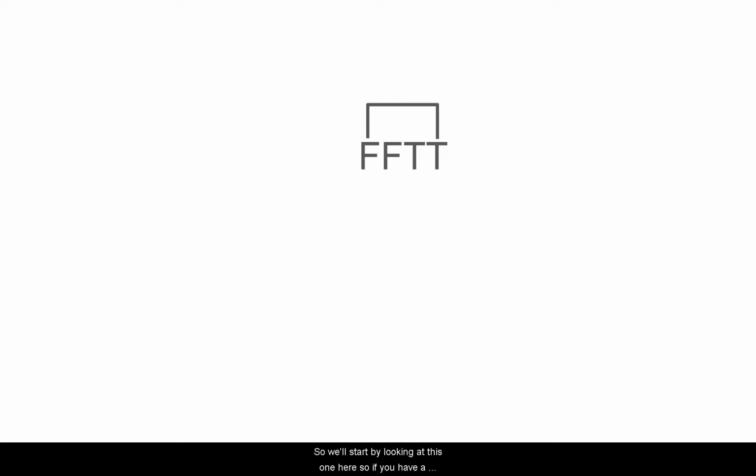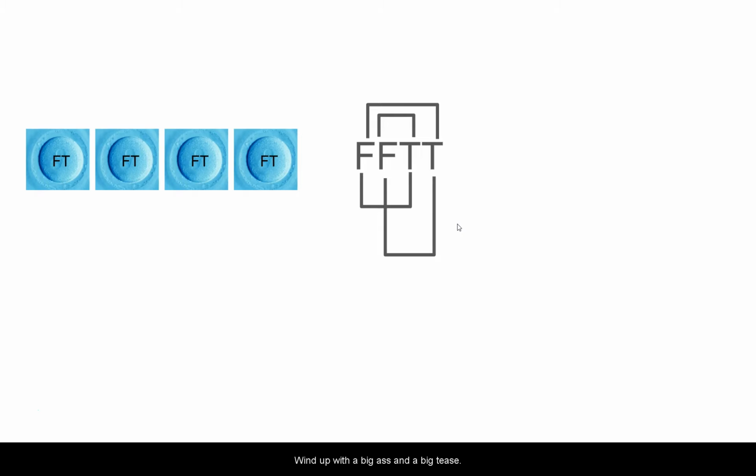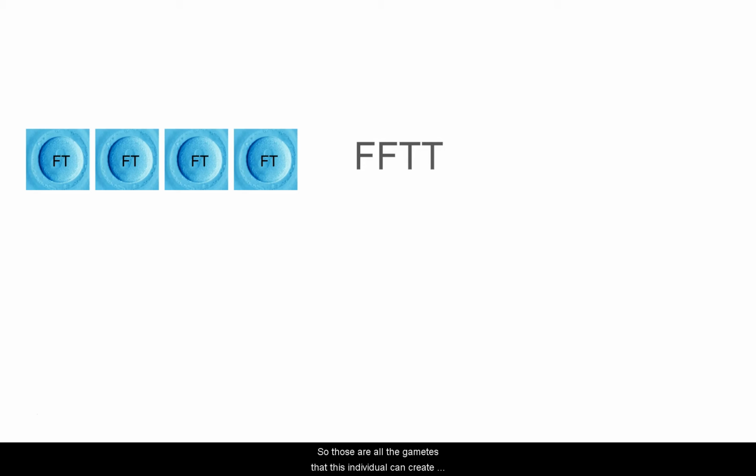So we'll start by looking at this one here. It can have a big F and a big T. We'll just take that and represent it here. This is what a human egg looks like. So this is one gamete that this organism can create. We'll do another comparison with another two letters that it can have. This is another gamete that it can create. Let's look at our third combination, and you'll notice it's exactly the same two letters, the big F, the big T. And finally, the fourth combination, you wind up with a big F and a big T as well. So those are all the gametes that this individual can create.